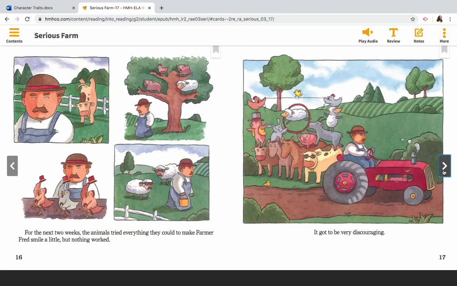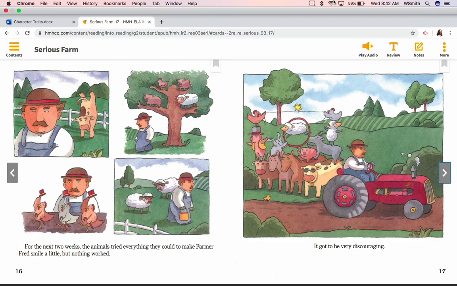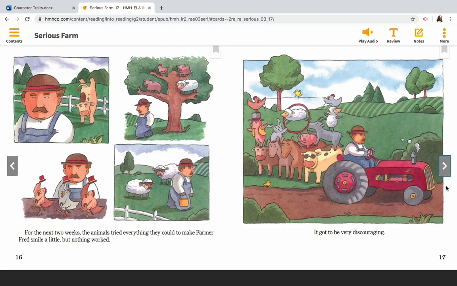For the next 2 weeks, the animals tried everything they could to make Farmer Fred smile a little, but nothing worked. It got to be very discouraging.